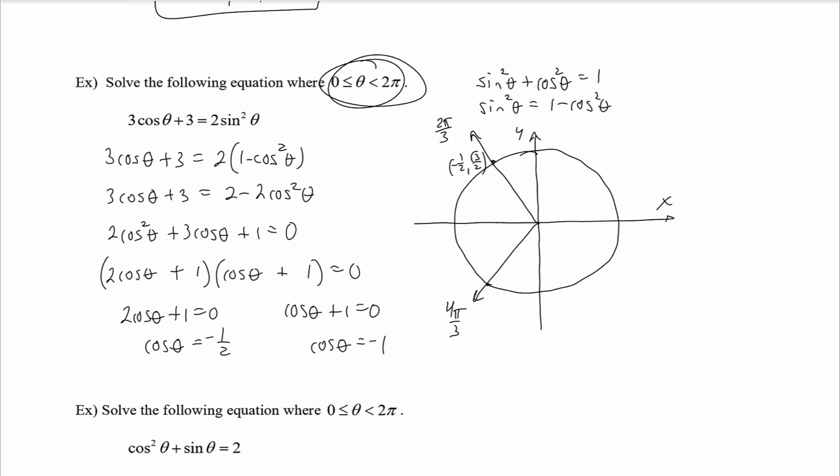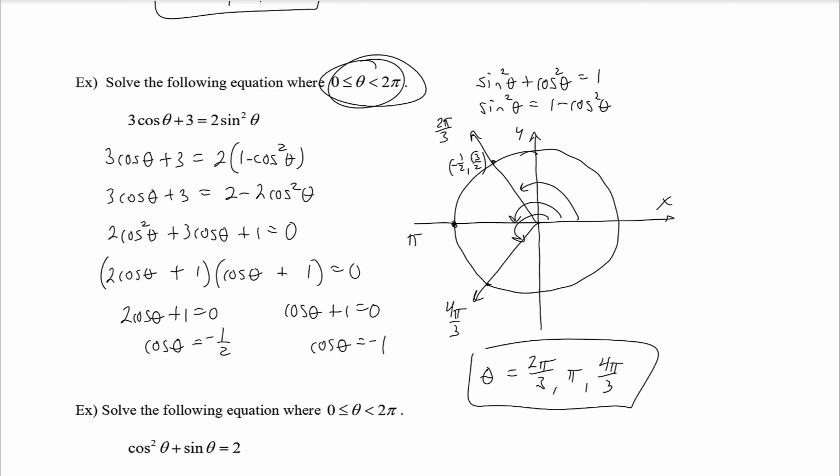And I want cosine to be negative 1. Well, that happens over here at pi. So I get 1 answer, 2 answers, and then 3 answers. There's an infinite number of answers, but those are the only ones that are positive between 0 and 2 pi. So I get 2 pi over 3, pi, and 4 pi over 3.